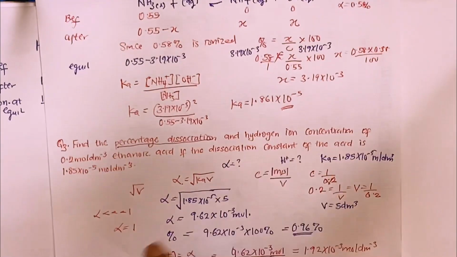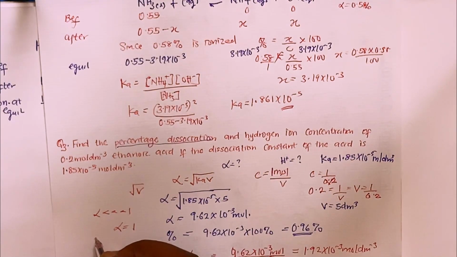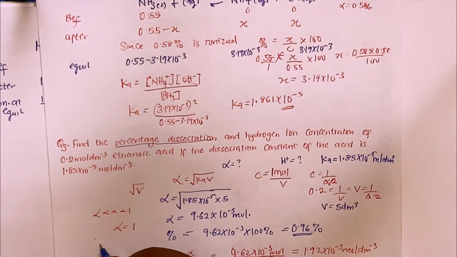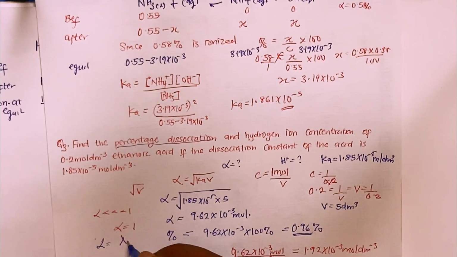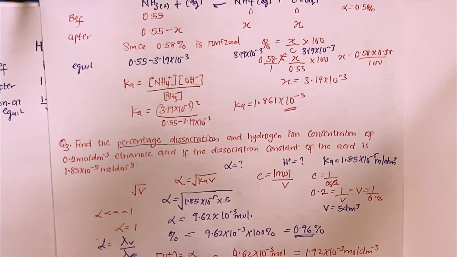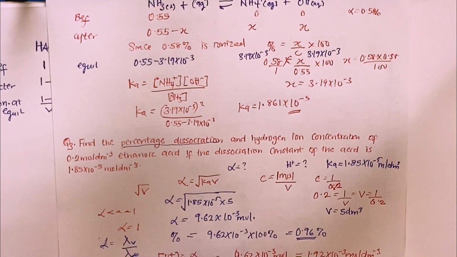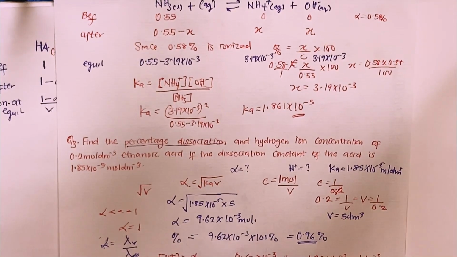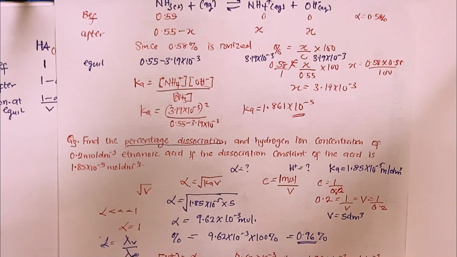If you recall, from the conductance of electrolytes, alpha equals lambda V divided by lambda infinity. If alpha equals 1, then lambda V equals lambda infinity, which is the case for strong electrolytes. That's the reason why Ostwald dilution law is not applicable to strong electrolytes, because the degree of dissociation equals 1.